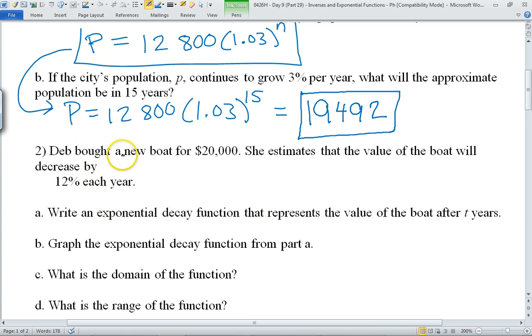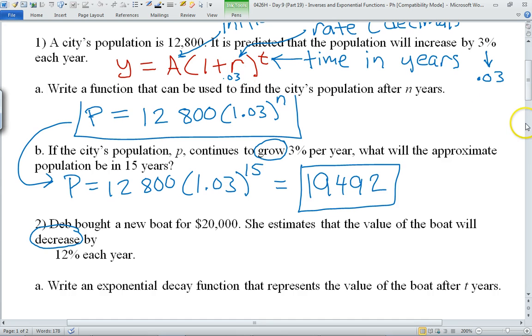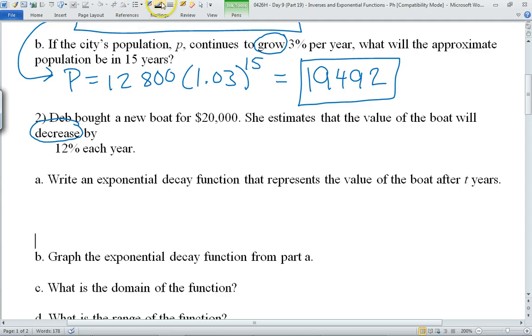Number 2, Deb bought a new boat for $20,000. She estimates that the value of the boat will decrease. Because it's going to decrease, how will we do this differently compared to the last problem that grew? It's only one change. Instead of adding the rate like we did up here with the plus, when something decreases, we do minus the rate. The rest of it is the same.